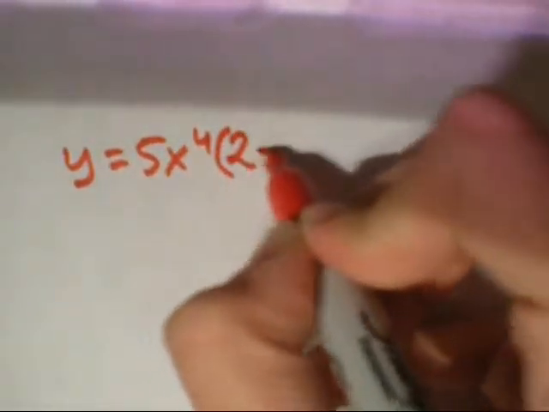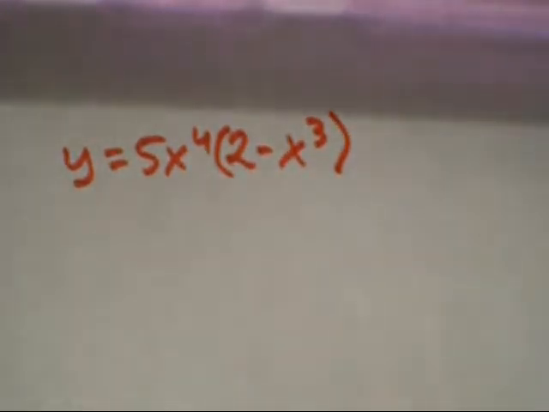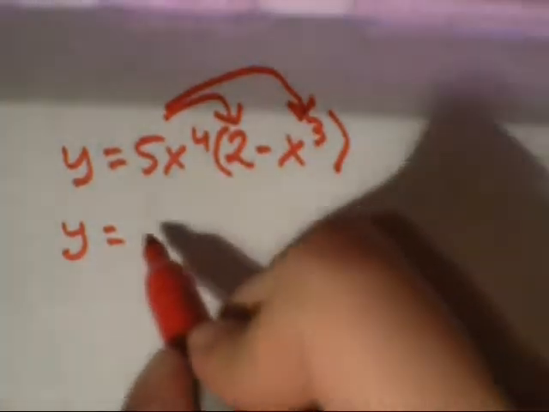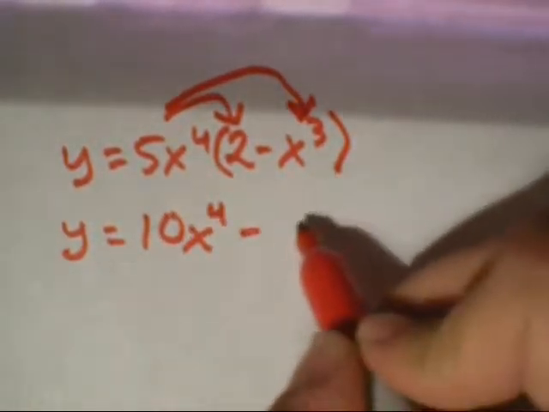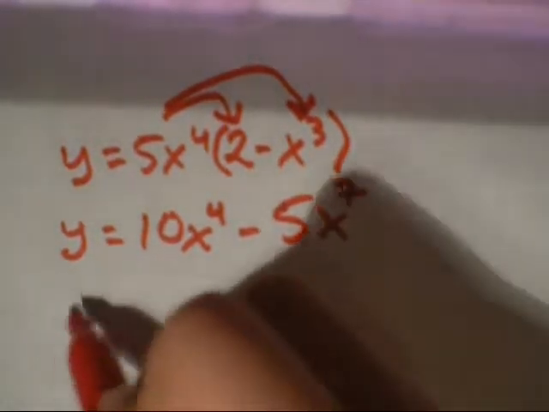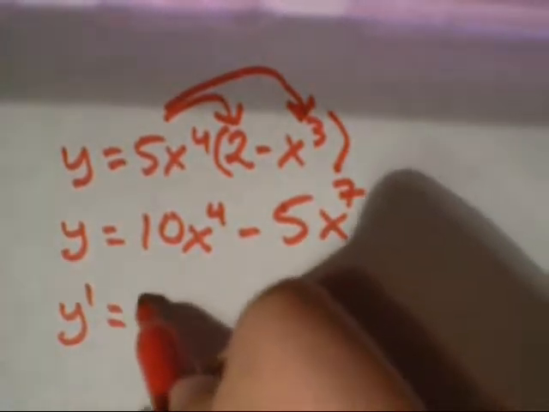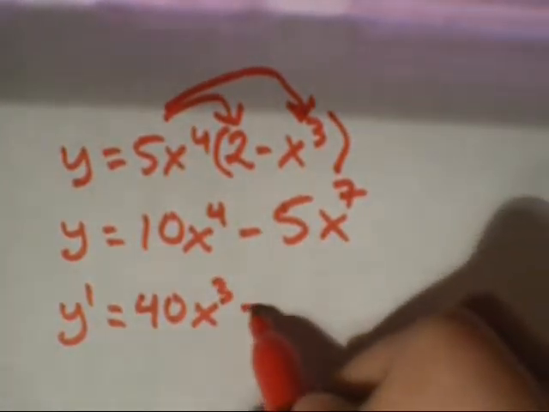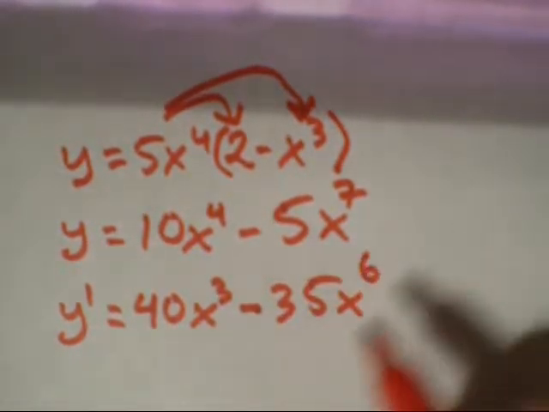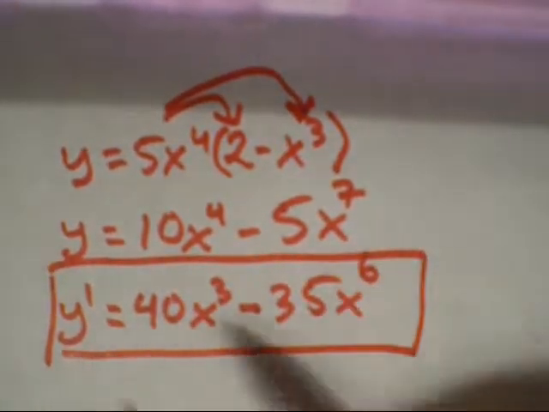Let's say we have y equals 5x to the 4th times 2 minus x cubed. Now in this case, we can't really apply our simple rule, so what we have to do is distribute it all out. So we would distribute the 5x to the 4th into the parentheses, so we would get 10x to the 4th minus 5x to the 7th. So now we can take our derivative. That would be 40x to the 3rd minus 35x to the 6th. So that would be our final answer for that derivative.